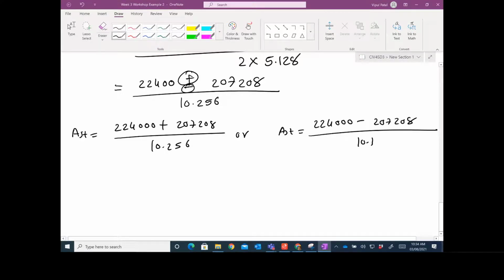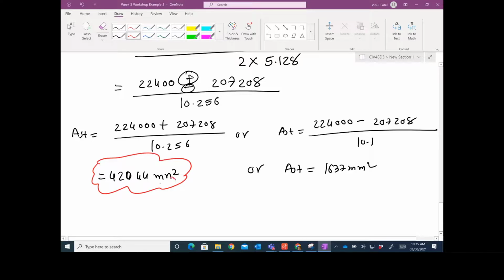Simplifications will give you 424 millimeter square, or AST equal to 1637 millimeter square. This one looks like unrealistic number. Look at that, how much millimeter square you will have. You need to have maybe 100 bars. That is not possible to fit that one. Probably that's not required. Probably that's one the appropriate numbers.